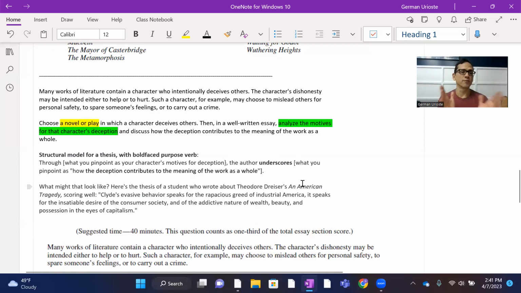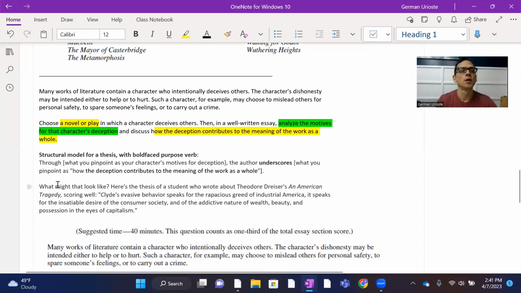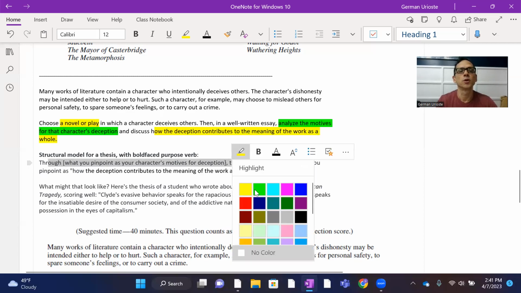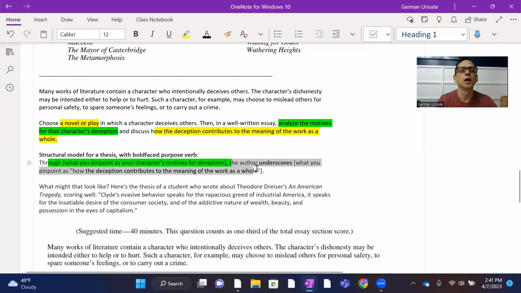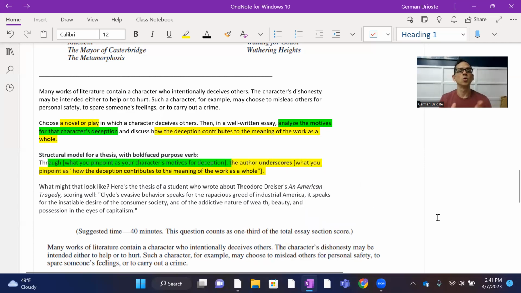The motives for the character's deceptions, don't stop there though, and how that deception contributes to the meaning of the work as a whole. It's the two-part shuffle, right? There is the structural model, what you might do. Again, we have seen this before, right? The two pieces of a thesis statement. So what does that look like, concretely?